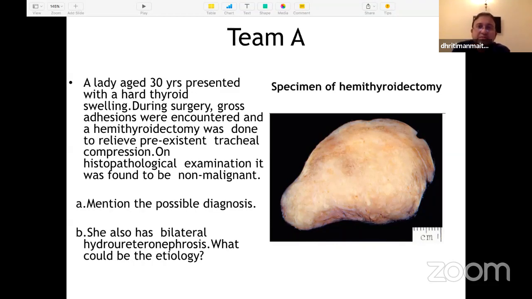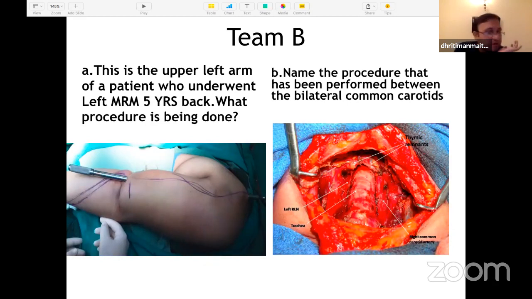Okay. Team E. This is the upper left arm of a patient who underwent left modified radical mastectomy 5 years back. What procedure is being done on this lady? And on the other side, you have a post-operative photograph of a procedure that has been performed between the bilateral common carotid arteries. You identify or name the procedure which could have been done. 5 for each.